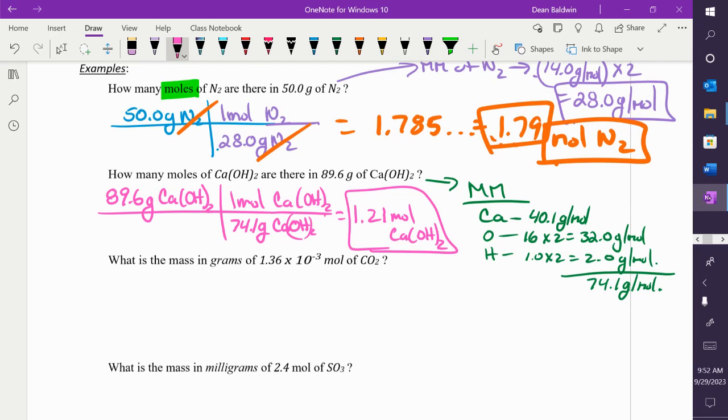All right. The mass in grams of 1.36 times 10 to the minus 3 moles of CO2. So, molar mass. What does carbon weigh? 12.0. There's a lot that you use over and over again, so you just get to know them. 12.0 grams per mole. What is oxygen? 16.0, but we have 2 of them.